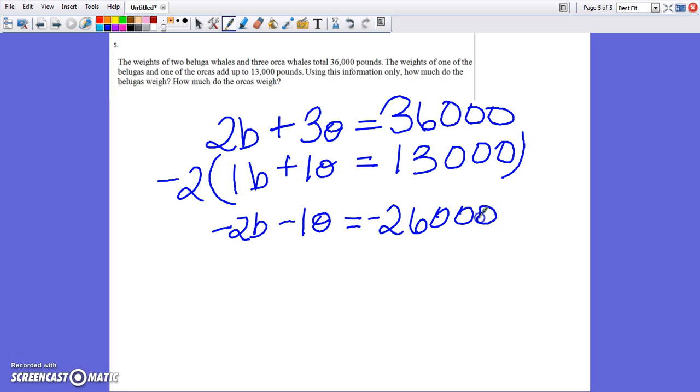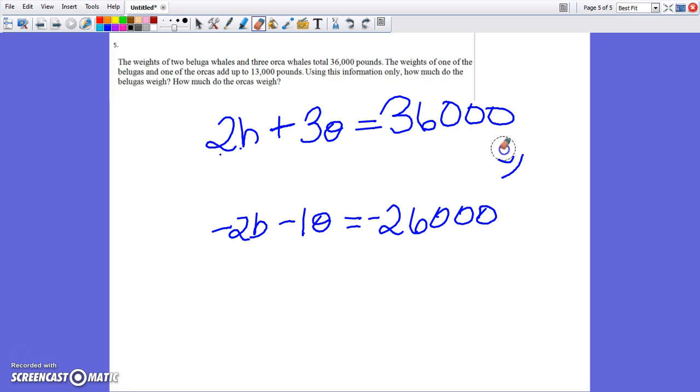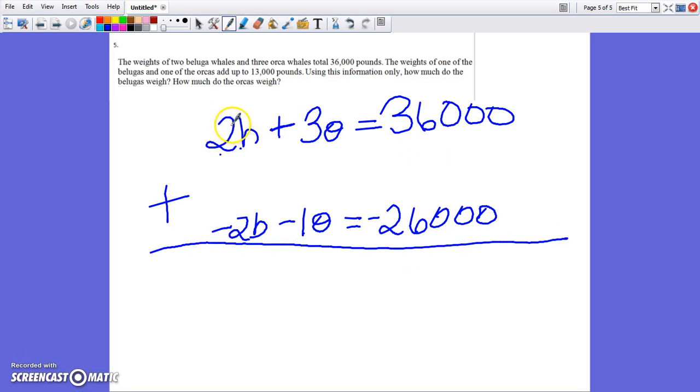I don't want to jinx myself, but I'm getting a little bit better here, you guys. Now, watch this. Let's erase this middle one to make it easier to add them together. I don't have to look at this middle one, because we just changed it to an equivalent equation below. Okay, now let's combine them together. Let's add these two equations together. Positive 2b's and negative 2b's, those cancel. 3 orcas minus 2 orcas.